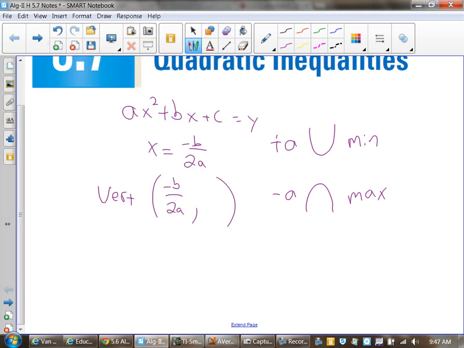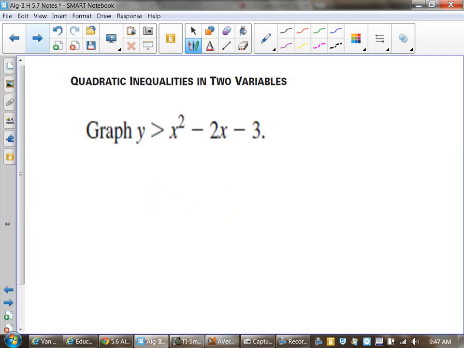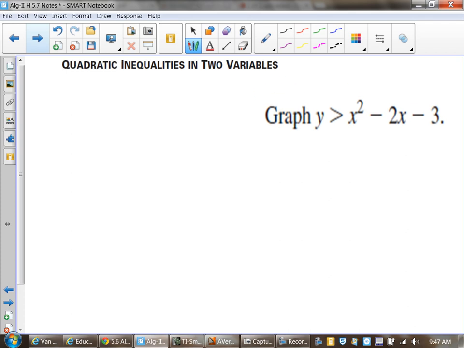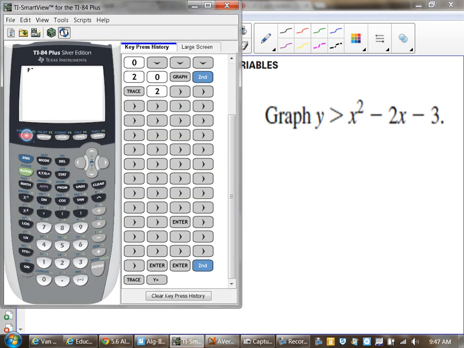Let's take a look at this. Here's what I want to do. I'm going to graph an inequality with a quadratic, which means I graph the quadratic the exact same way that I have graphed it in the past. In this case, I have y is greater than x squared minus 2x minus 3, which means more or less I can put that in my calculator and start getting some information.